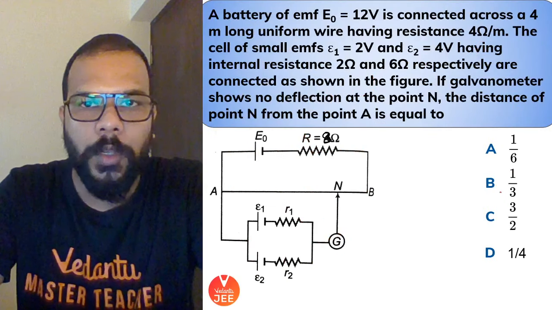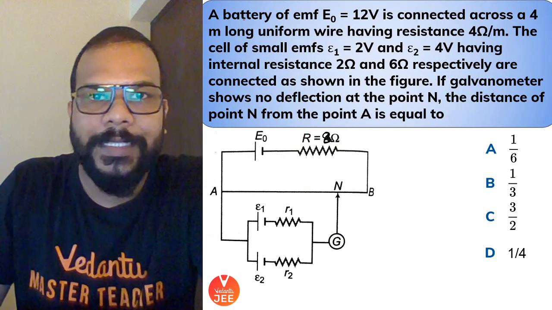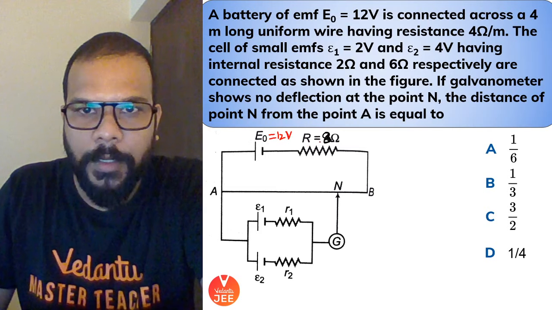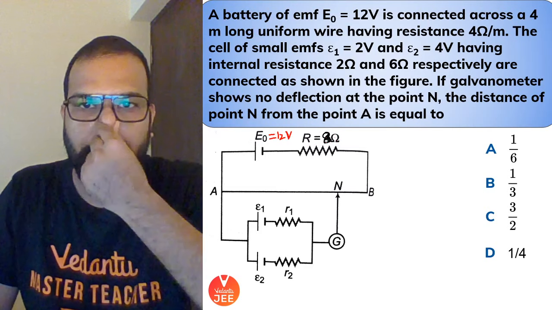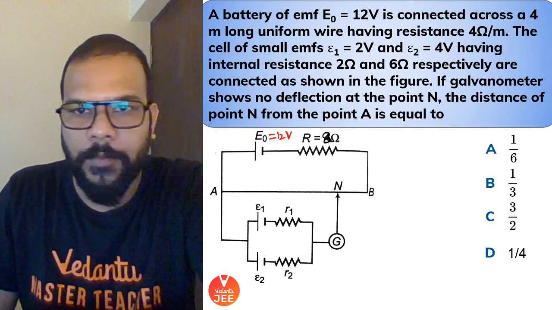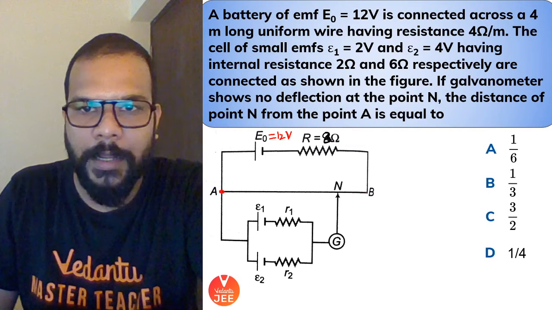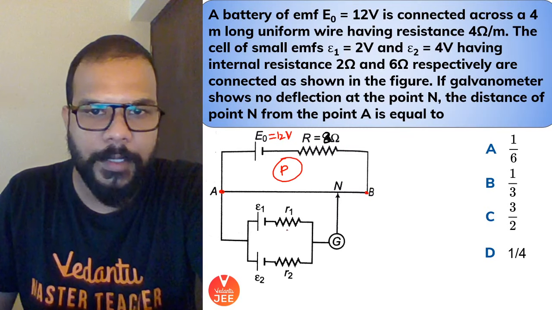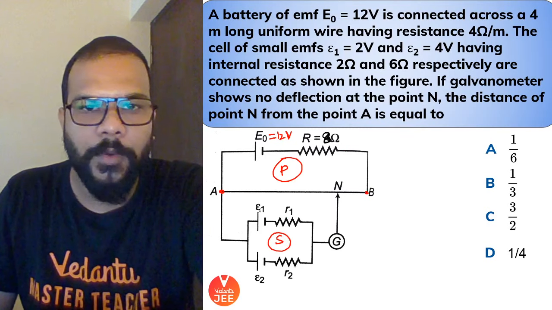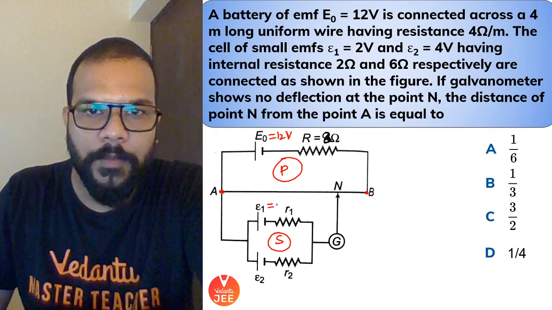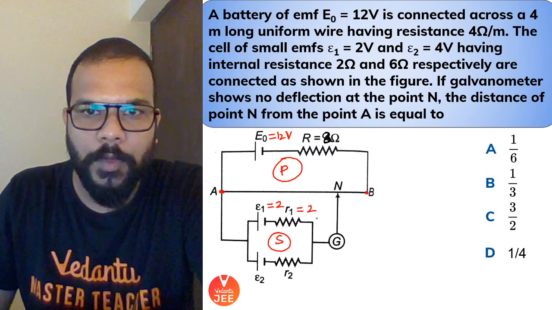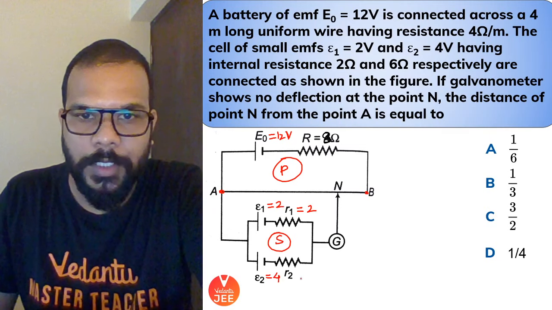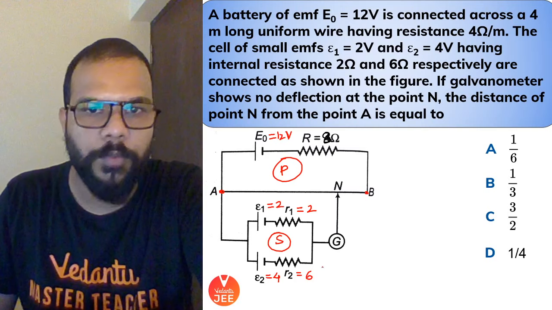Okay, cool. Now this says that we have a battery of EMF 12 volts and external resistance connected as 10 ohms, and another wire which has its own resistance RAB connected in series with this wire. That is basically your primary circuit. And in your secondary circuit, you have two batteries with E1 equal to 2 volts, R1 equal to 2 ohms, E2 equal to 4 volts, and R2 equal to 6 ohms.